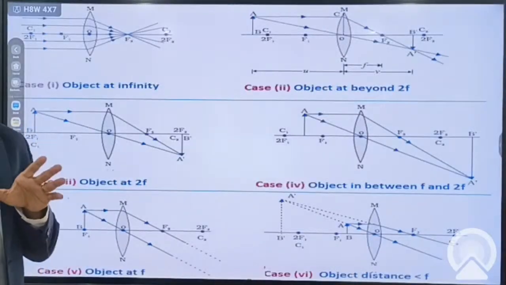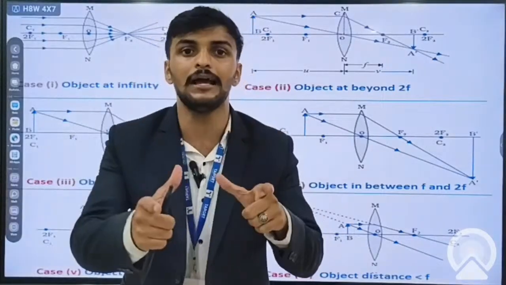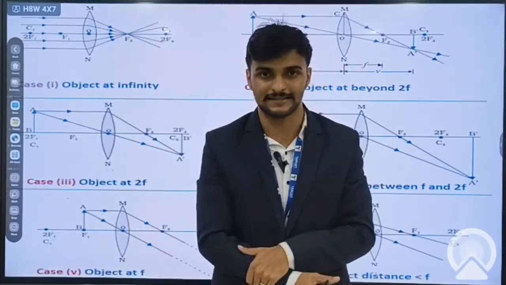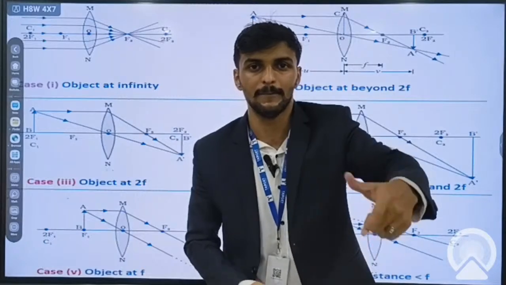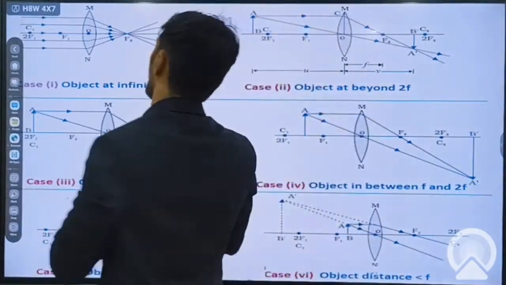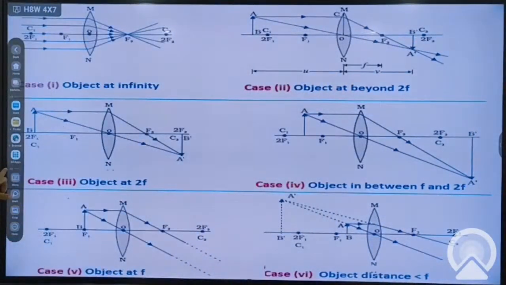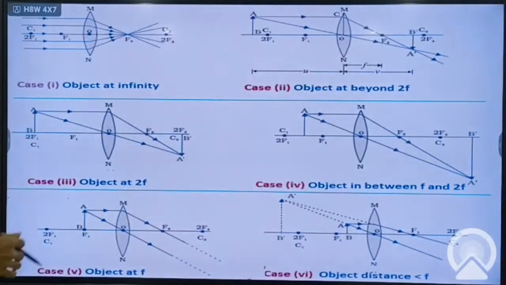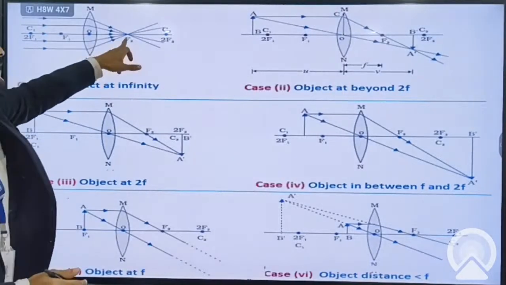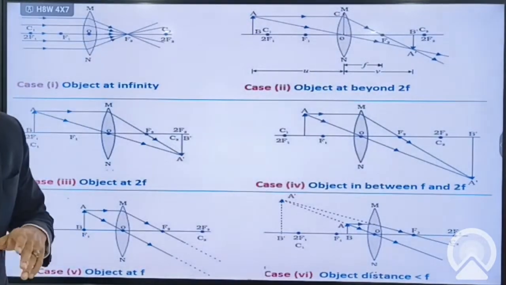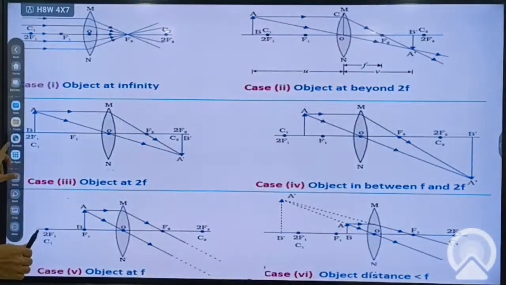So in this chapter we are going to discuss only convex lenses. We already discussed concave mirrors, but here we are going to discuss convex lenses. Here you have 6 diagrams based on the position of the object. If the object is at infinity, then the image will be formed at the focus. Okay, here also we have a special case.